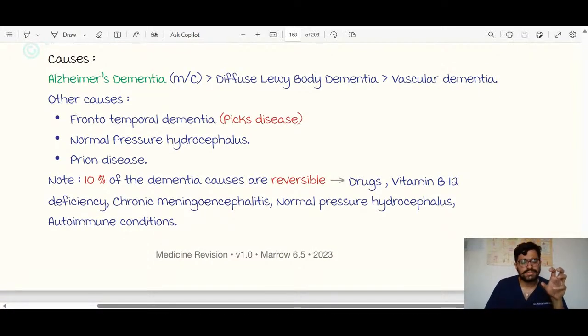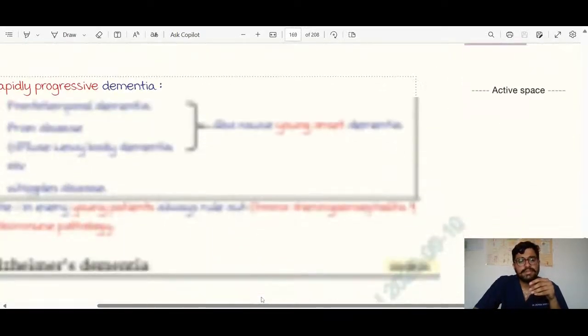Now we move further. What are the causes of dementia? One of the most major causes is Alzheimer's dementia, which is age related. Then diffuse Lewy body dementia, then vascular dementia. We have discussed all this in this video. What are the other causes? Frontotemporal dementia, also called Pick's disease, normal pressure hydrocephalus, prion disease. About 10% of dementias are reversible, due to drugs, vitamin deficiency, chronic meningoencephalitis, normal pressure hydrocephalus, or autoimmune conditions. So these are the 10% causes of dementia which are reversible, so no need to worry.